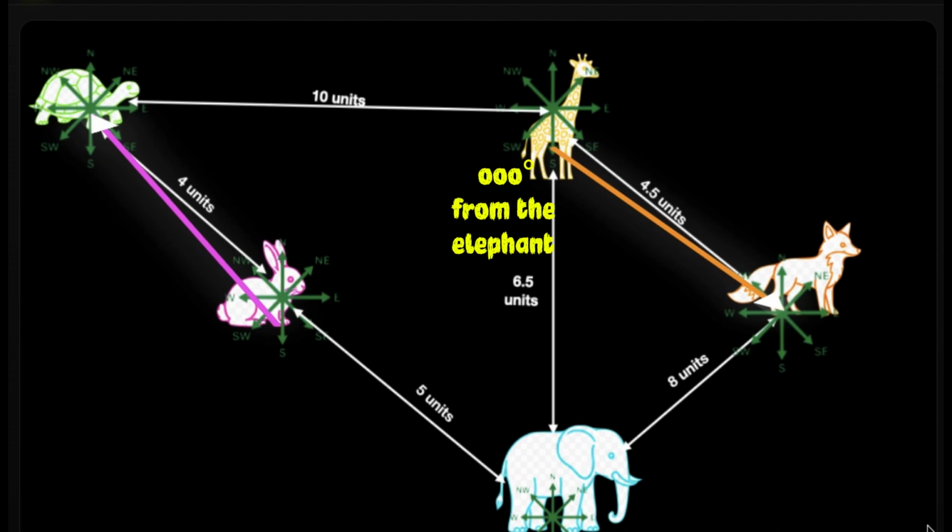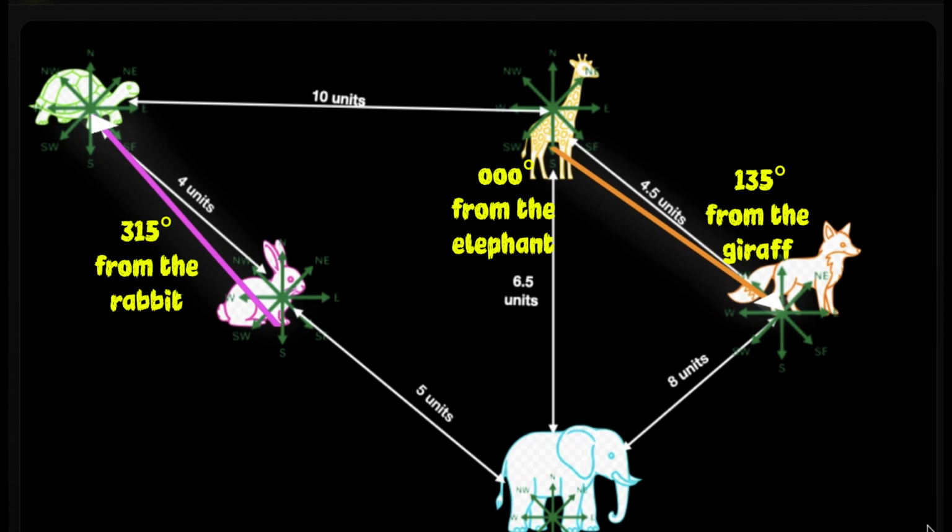From the giraffe, the arrow to the fox goes down and to the right, halfway between east and south. That is southeast, so the bearing is 135 degrees. The distance is 4.5 units. Next, find the turtle with respect to the rabbit. Start at the rabbit, then follow the arrow up and to the left toward the turtle. That is northwest, which is 315 degrees, and the distance is 4 units.